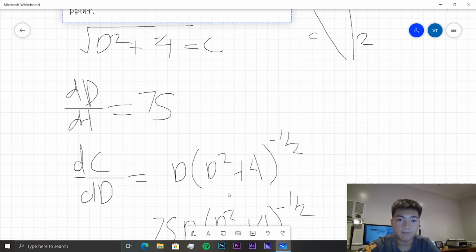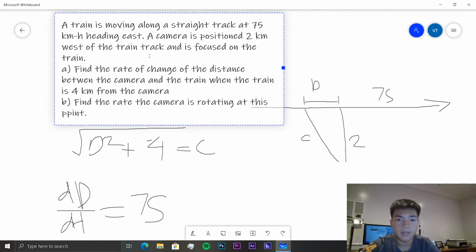And we know that this is when the train is 4 kilometers from the camera, so this is 16. 16 is equal to d squared plus 4. Oh, sorry, no. We have 16. So we have d squared equal to 12, so d is equal to 2 square root 3.